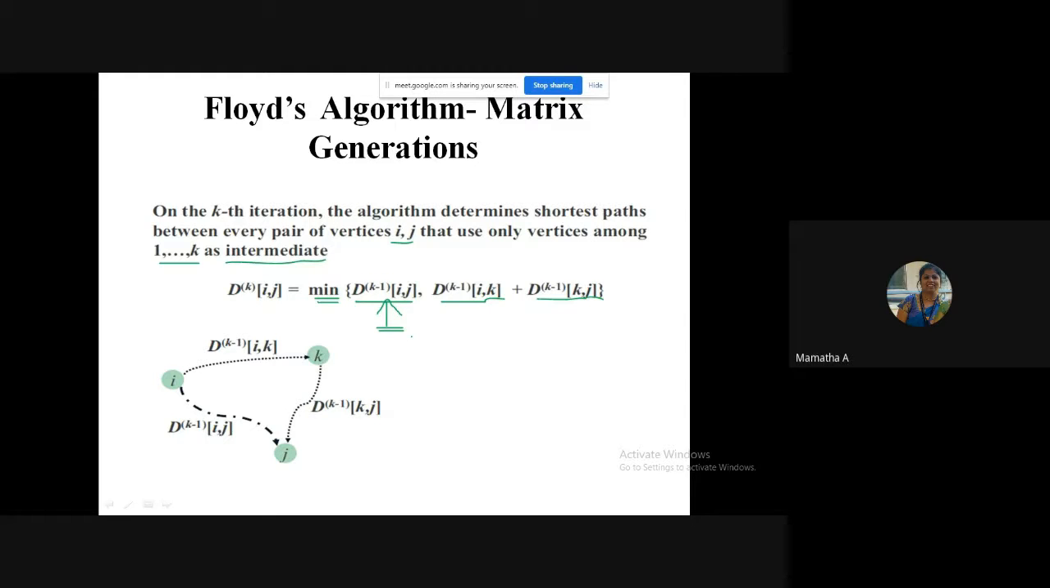So it might be existing or not existing. If it is existing, I will get some value. Say for example, the length is 32. If it is not existing, I will get what value? The path will be infinity. If there is no path, it means infinity. Are you understanding?